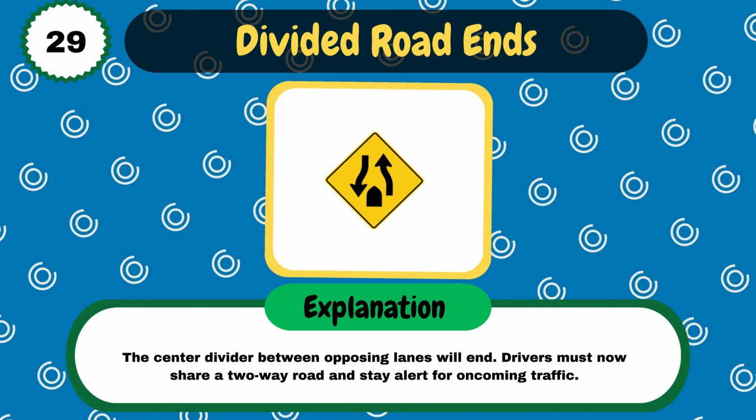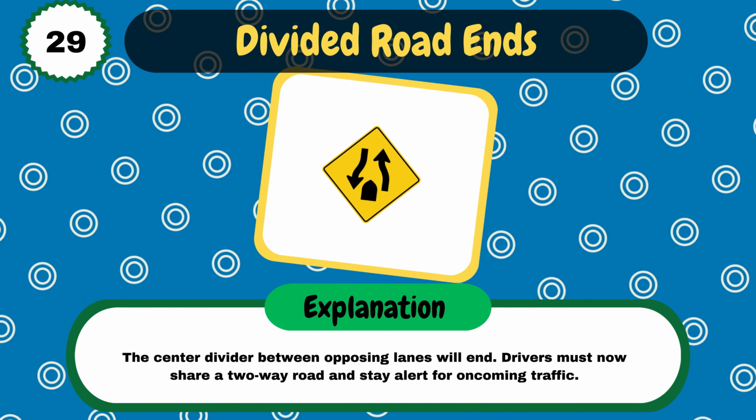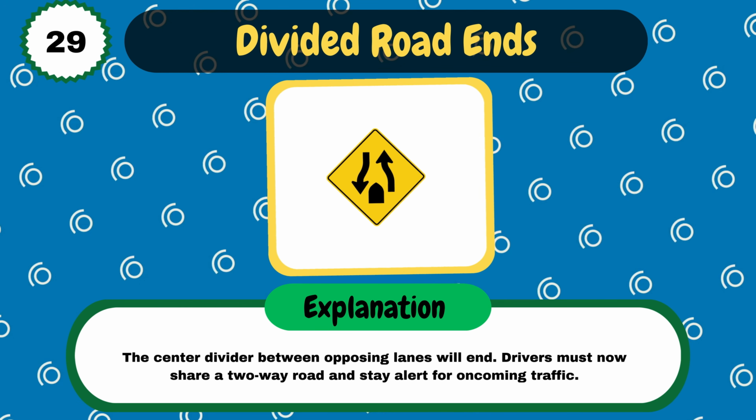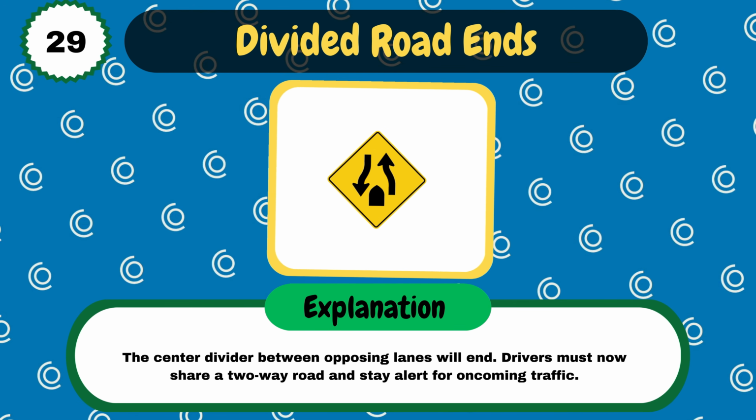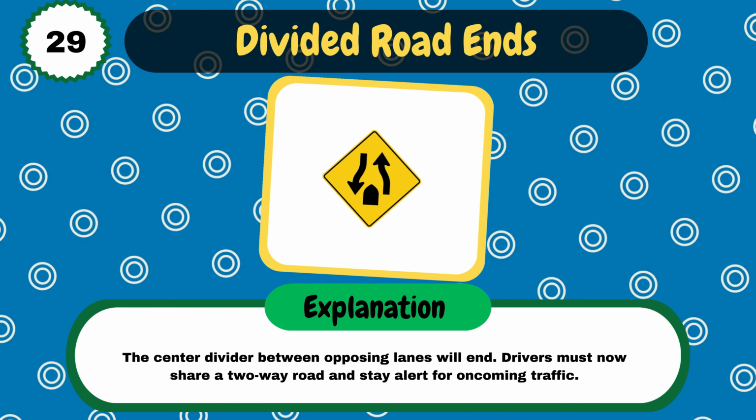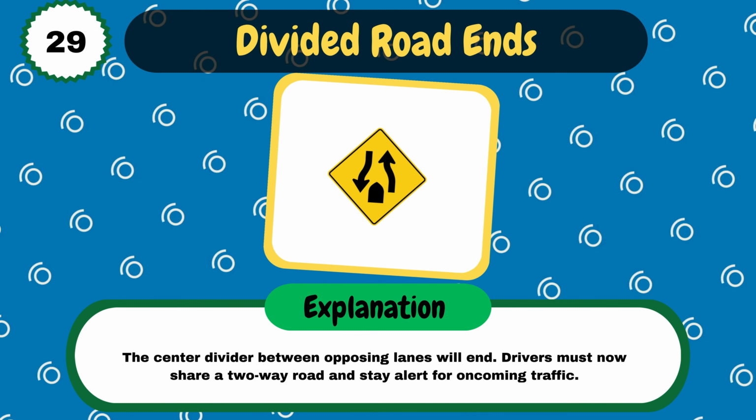This is the divided road end sign, and it means the central barrier separating opposing directions of traffic is about to end. Drivers will now be sharing a two-way road, so they must stay alert for oncoming traffic and avoid drifting across the center line.